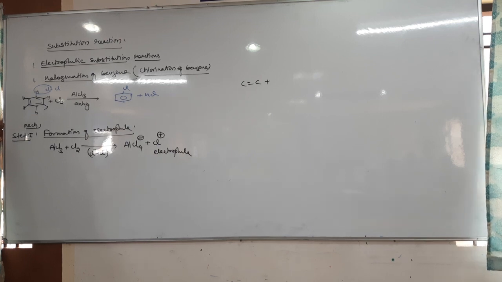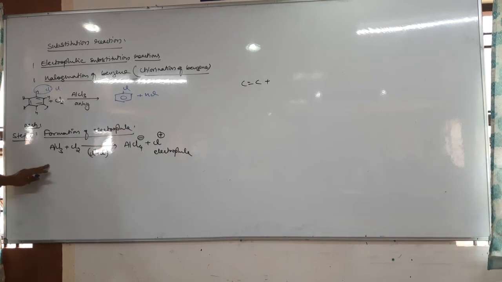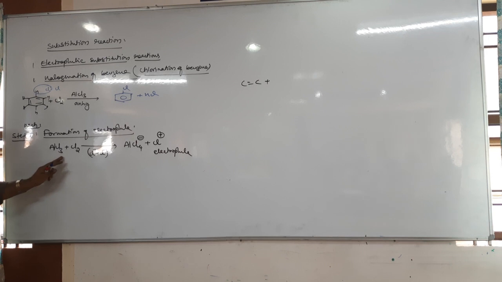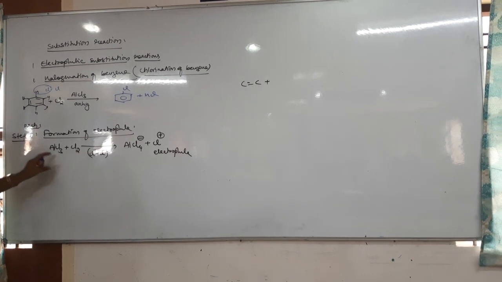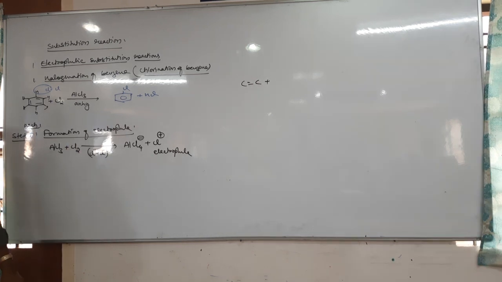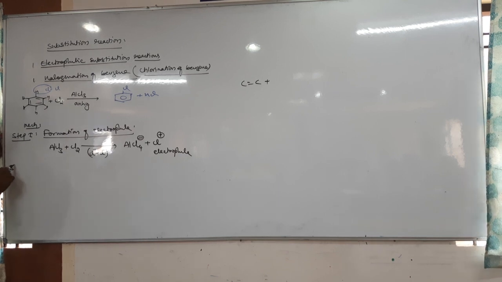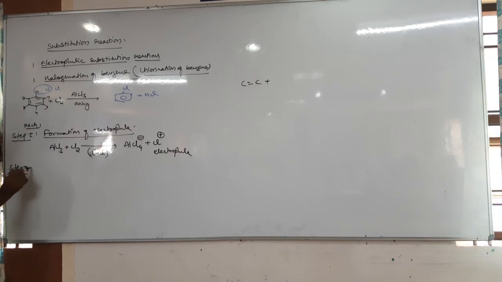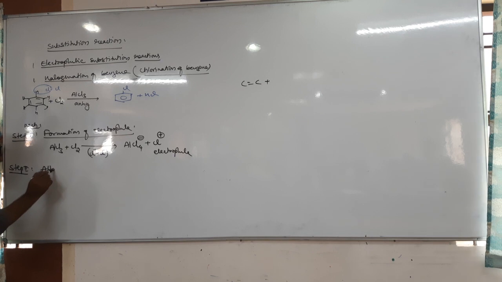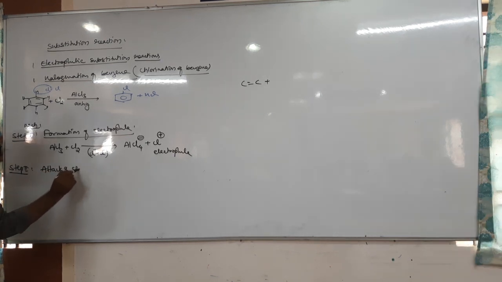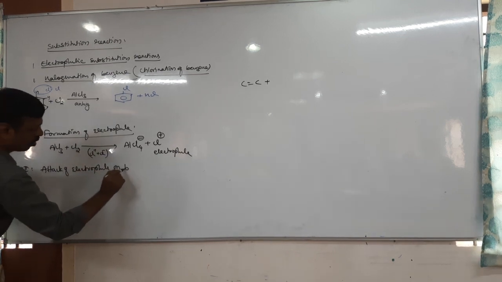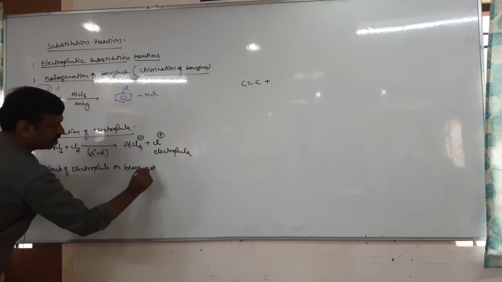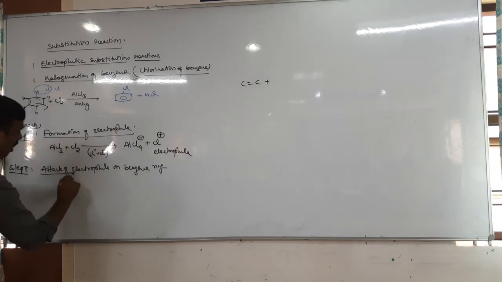Therefore, halogen reacts with Lewis acid to produce the electrophile. Then what is the importance of Lewis acid? Lewis acid helps in producing the electrophile. Next is step 2. In step 2, there is an attack of electrophile on the benzene ring. So electrophile attacks the benzene ring.